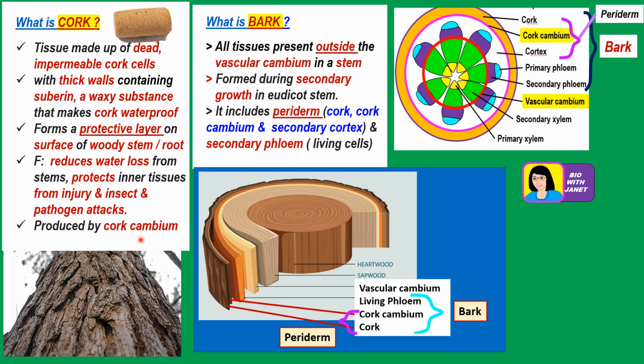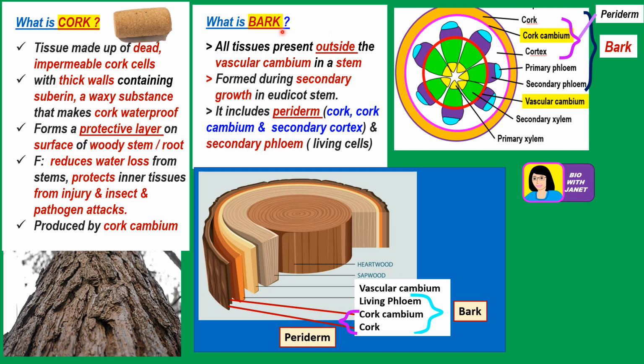Use their mouthparts to penetrate the softer tissues. Right, so the cork is produced by cork cambium. All right, and you can see here, the cork is underneath this dark layer, which we sometimes call the bark. Okay, so the cork is one of the first layers under the surface of the stem. This is the cork.